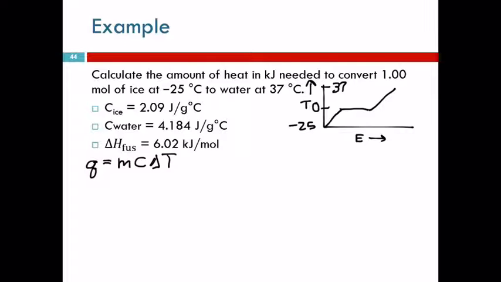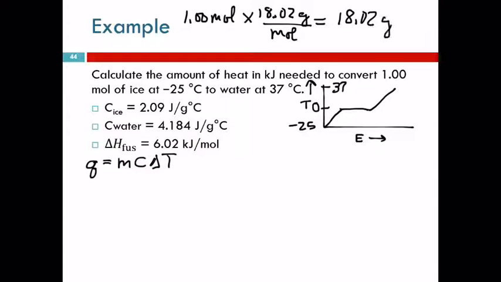M is the mass in grams of the ice. Did they give us the mass in grams? No, they gave us 1.00 moles. The molar mass of ice is 18.02 grams per mole. And so we have 18.02 grams of ice. So the mass is 18.02 grams.